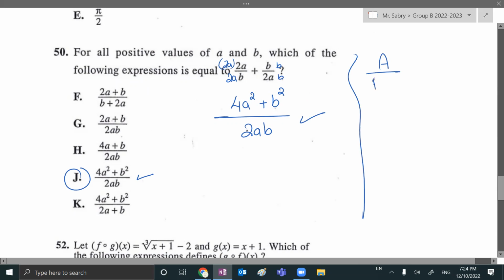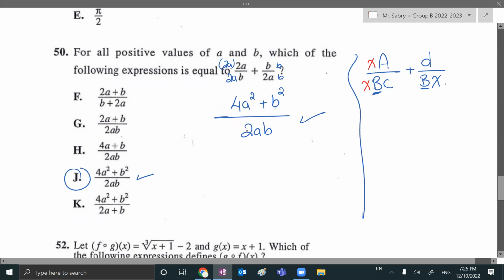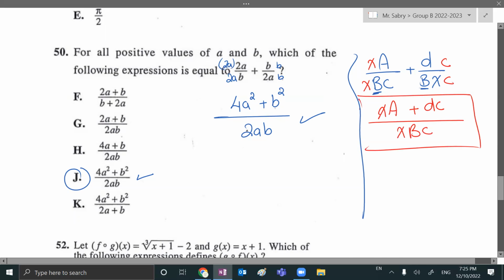If I have A over BC added to D over BX, then here the B's are common, but the C and the X are different, which means I'll multiply only the left fraction by X up and down, and the right fraction by C up and down. So that will get me XA plus DC over XBC. I'm just giving you another example of fractions and what could be the types of questions that could pop up there. Does this make sense as well?